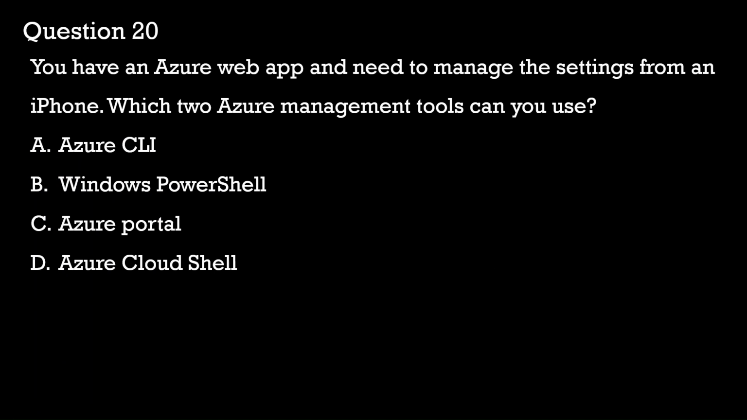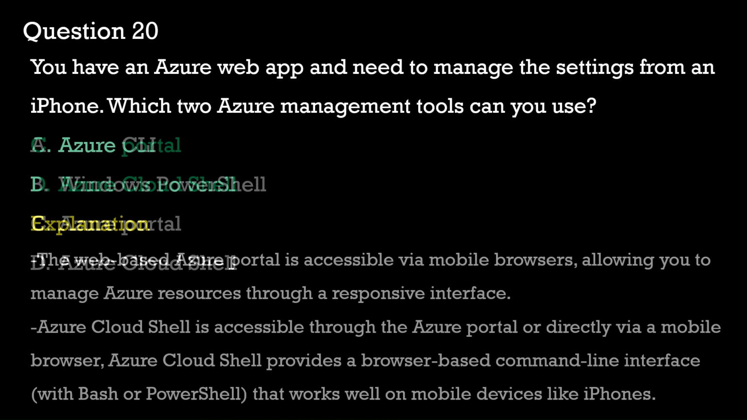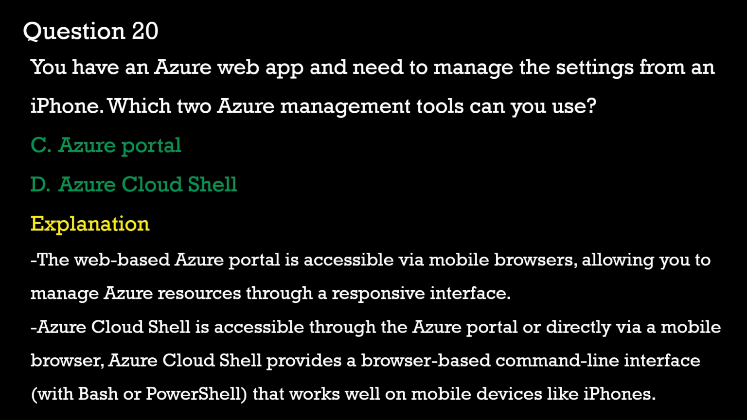Question 20. You have an Azure web app and need to manage the settings from an iPhone. Which two Azure management tools can you use? A. Azure CLI. B. Windows PowerShell. C. Azure Portal. D. Azure Cloud Shell. Azure CLI requires installation on a local machine, and there is no native iPhone app or support that deals with this. PowerShell also requires installation on a desktop or laptop. So our answer here would be options C and D.